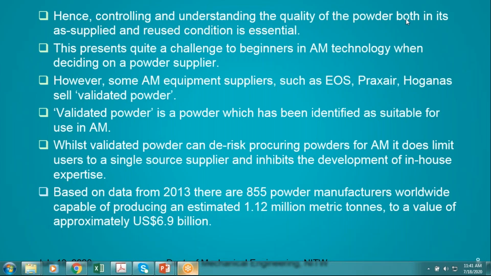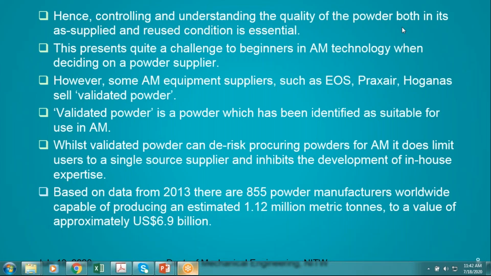And this validation can de-risk producing powders for additive manufacturing. It does not limit the users to single source suppliers. We are not going to restrict to a single source supplier, and also it inhibits the development of in-house expertise. We must know what component we are manufacturing, what powder distribution we require, and how the laser or the electron beam interacts with these powder particles. Based on that expertise with the in-house system, we can choose the powder from the suppliers, or you can go for local manufacturers also.